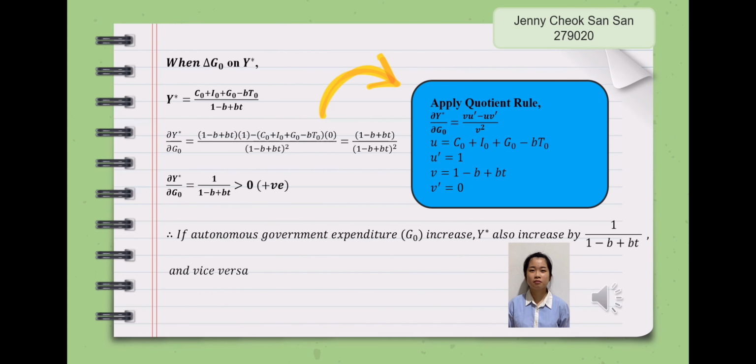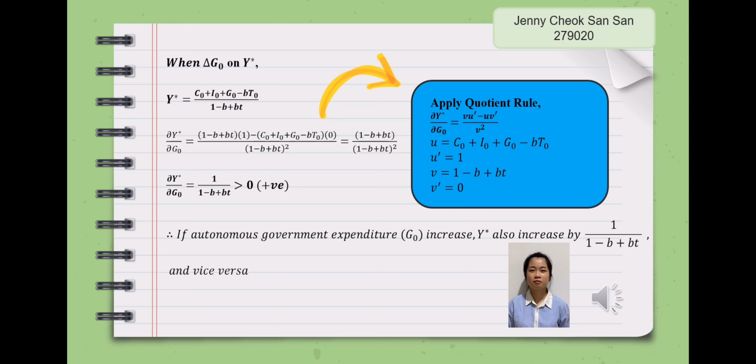Then we move on to the change of G naught on Y star. To get delta Y star over delta G naught, we can apply the quotient rule. The formula of the quotient rule is VU prime minus UV prime over V squared. U is C naught plus I naught plus G naught minus BT naught. U prime is 1. V is 1 minus B plus BT. V prime is 0. Then we substitute them into the formula. The final answer will be delta Y star over delta G naught equals 1 over 1 minus B plus BT.